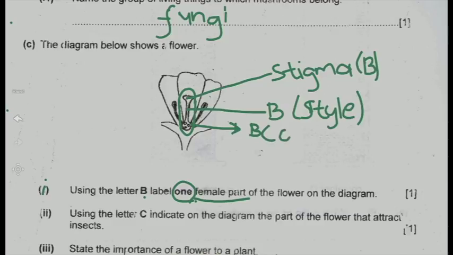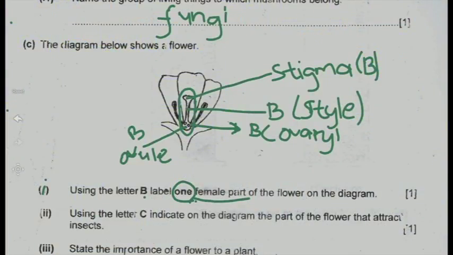Or you name this one B as our ovary, where inside the ovary there are ovules. So you choose which one you want to label B, because all these parts here make the female part, which is the pistil. We go to the next question.